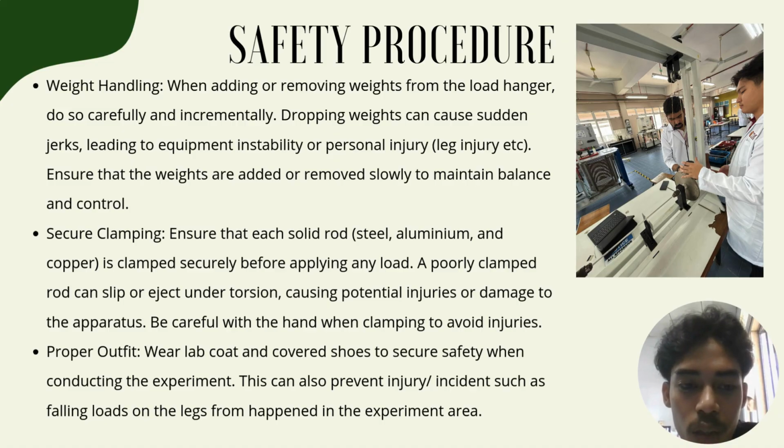Next is secure clamping. Ensure that each solid rod, which is steel, aluminum, and copper, is clamped securely before applying any load. A poorly clamped rod can slip or eject under torsion, causing potential injuries or damage to the apparatus. Be careful with the hand when clamping to avoid injuries. Lastly, proper outfit. Wear a lab coat and covered shoes to ensure safety when conducting the experiment. This can also prevent injury and incidents such as falling load on the legs from happening in the experiment area.